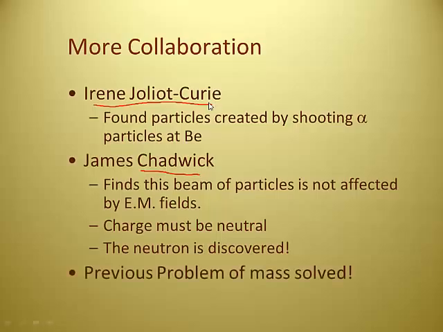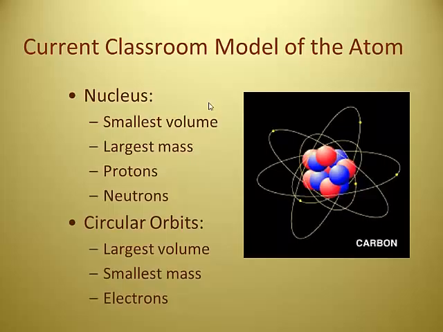So what that means is that our previous problem of mass is solved, because this neutron actually weighs something. It moves a paddle wheel also. So the proton and the neutron located in the nucleus are the bulk of the mass of an atom. Exactly, the two of them together. And the bulk of the volume is the electrons outside the nucleus. What do we say? Solar system. Revolving around. It looks like that.